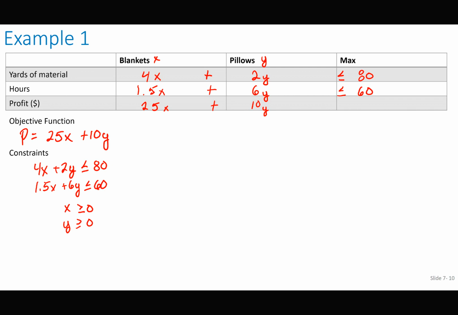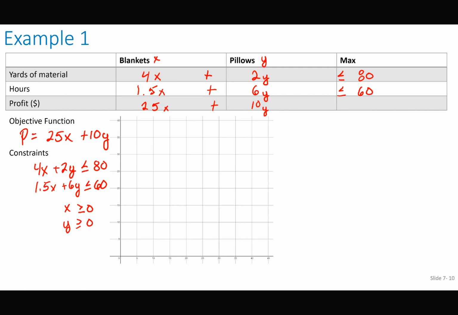Landon: Will you always have those two? So in a word problem like this, when you're dealing with, in this case, blankets and pillows, we can't have negatives. So yes, just pay attention to the context of the problem. If it was something like degrees Fahrenheit, we could have negatives. But when it's physical objects like this, we can't have negatives.